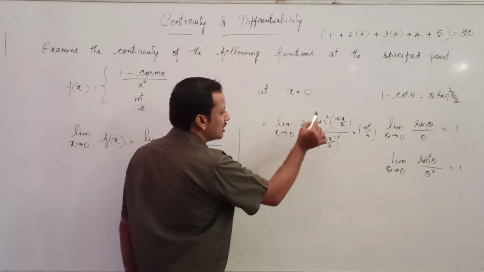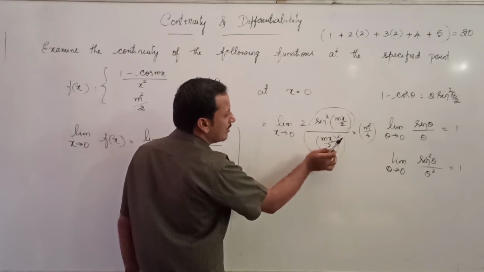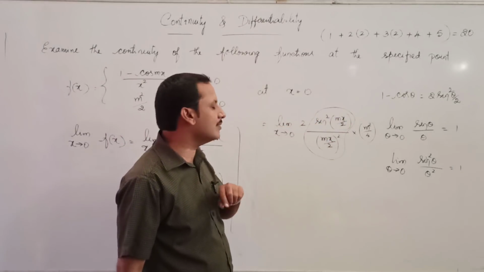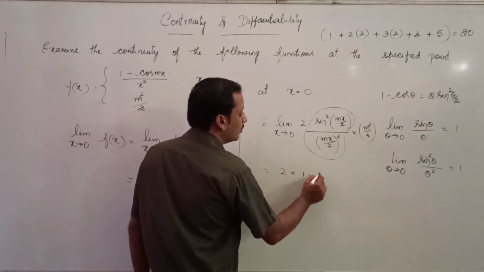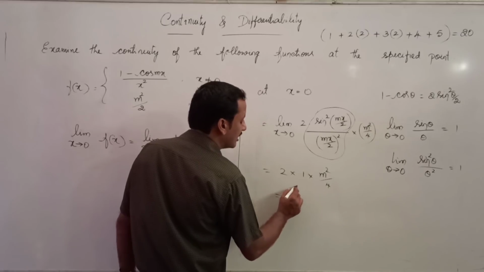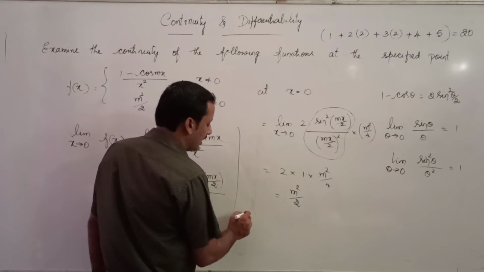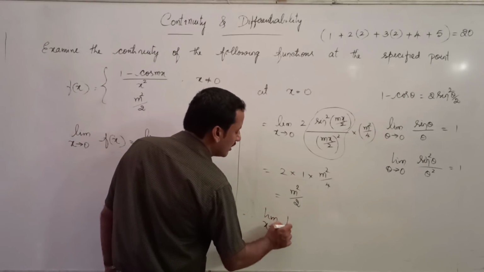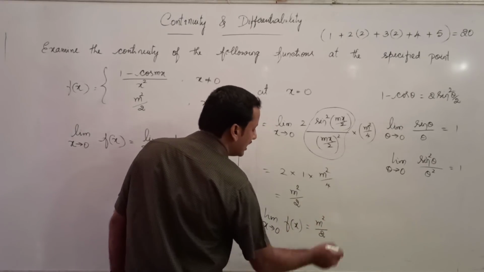Now, as x tends to 0, this factor looks like sin square theta by theta square. As x tends to 0, this expression becomes 1. So you have 2 into 1 into m square by 4. 2 gets cancelled. This will give you m square by 2. So therefore, limit x tends to 0, f of x is equal to m square by 2.